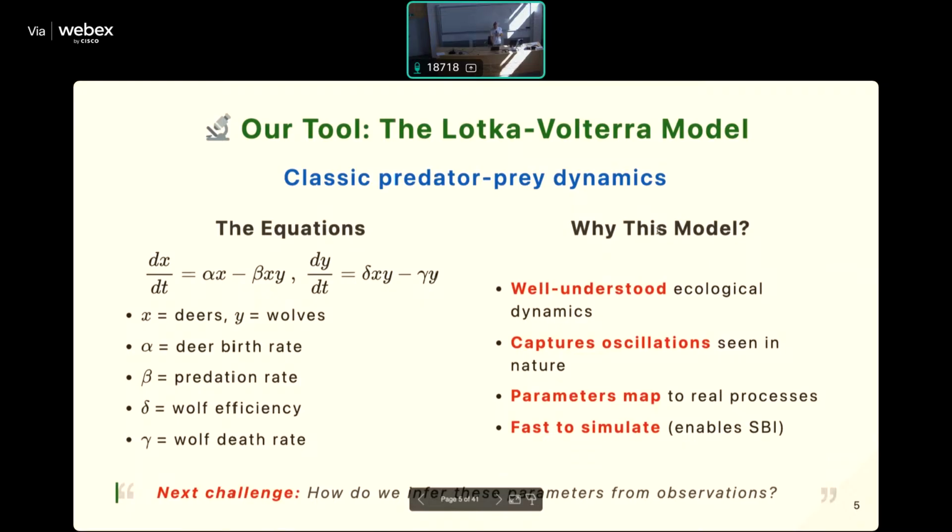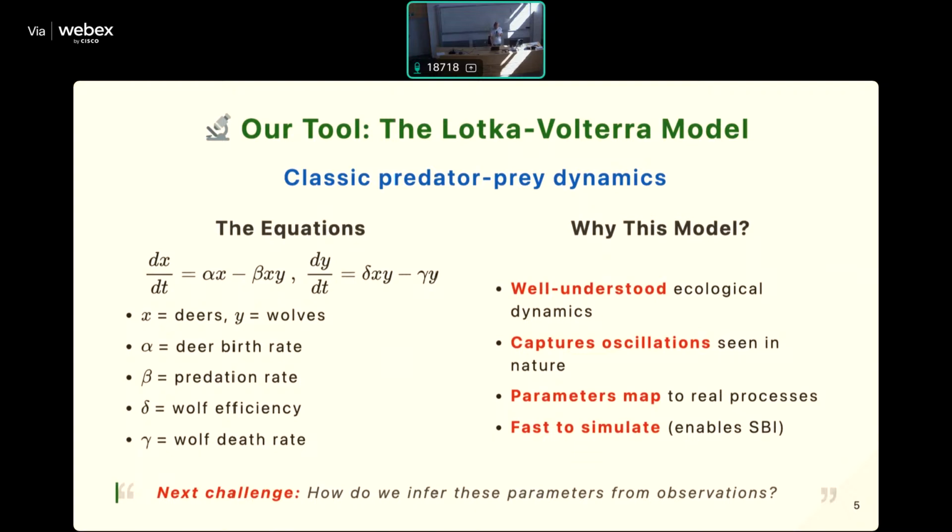And I'm choosing this model because it's well understood. It's a classical model. It has these oscillations, and it's nice because the parameters have a really nice interpretation. And it's good for SBI because it's really fast to simulate on the one hand. On the other hand, it does not have a likelihood function, so we cannot use classical Bayesian methods.